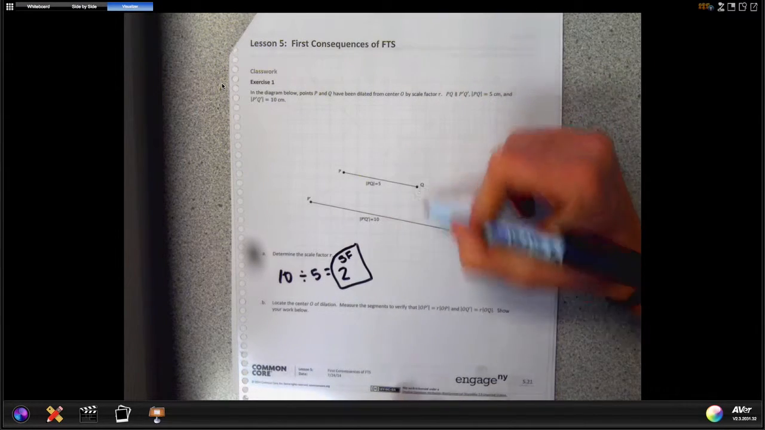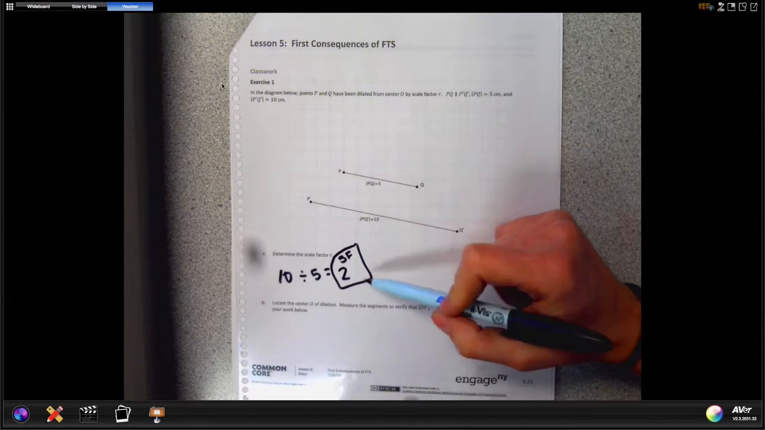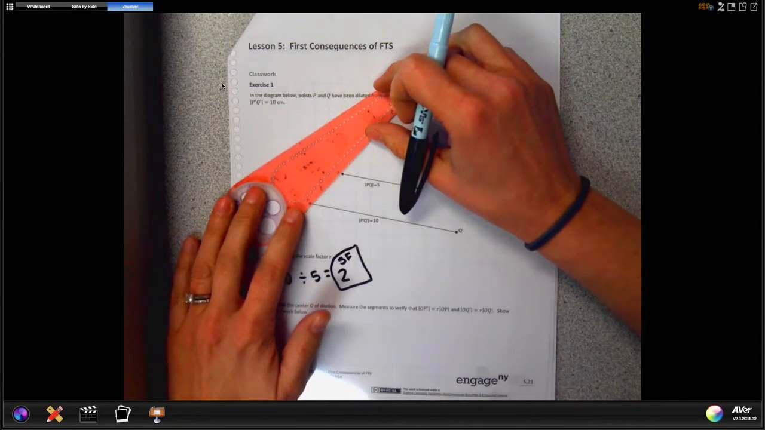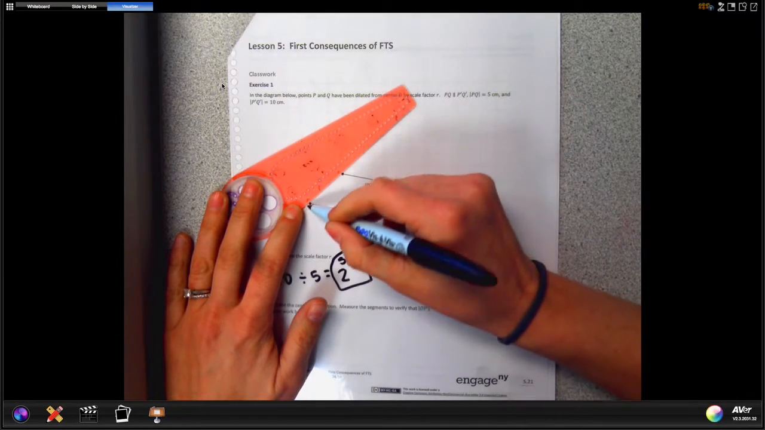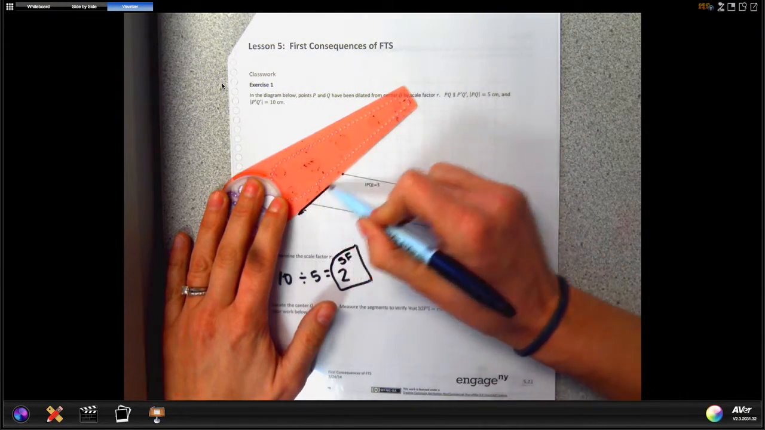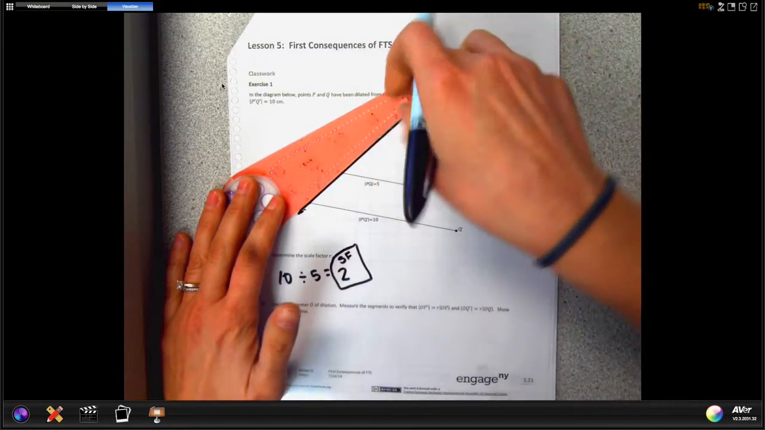So these two are parallel. We have our scale factor of 2. And the way you would do that is you line up your two, P and P prime, and you draw a straight line through that.